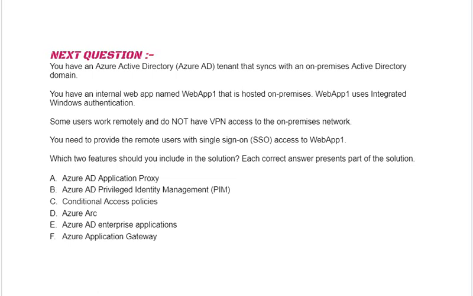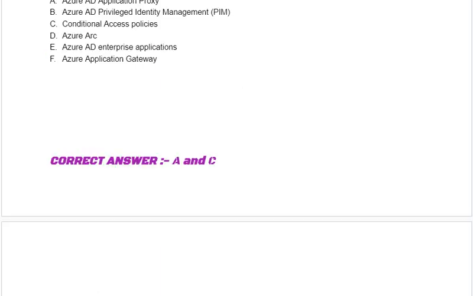Option A, Azure AD Application Proxy. Option B, Azure AD Privileged Identity Management, PIM. Option C, Conditional Access Policies. Option D, Azure Arc. Option E, Azure AD Enterprise Applications. Option F, Azure Application Gateway. Correct answer is option A and option C.